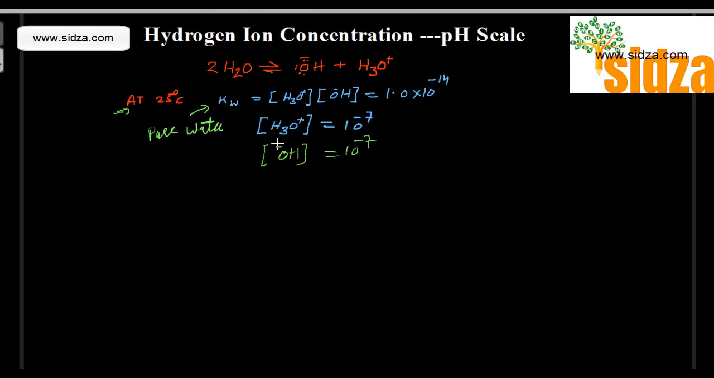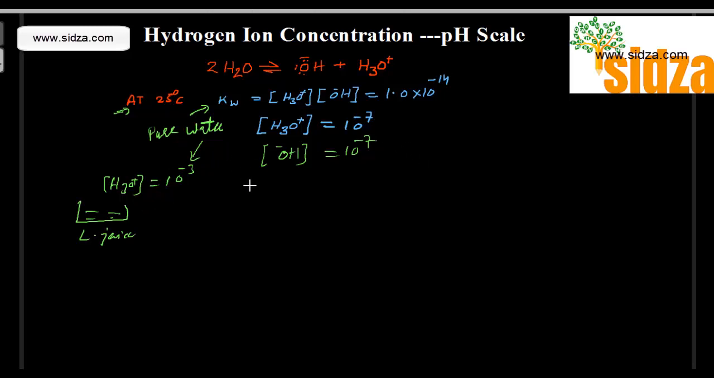Now if you want to compare other solutions with water, suppose we take lemon juice. The lemon juice actually contains how much hydronium? The hydronium concentration for lemon juice is about 10^-3, right? So you can see that the hydronium concentration in lemon juice is much higher than in water. So you can easily say that since it has a higher hydronium concentration, it should be acidic, correct? It should have a more acidic character than water. So comparing water and lemon juice in terms of hydronium concentration is one way.